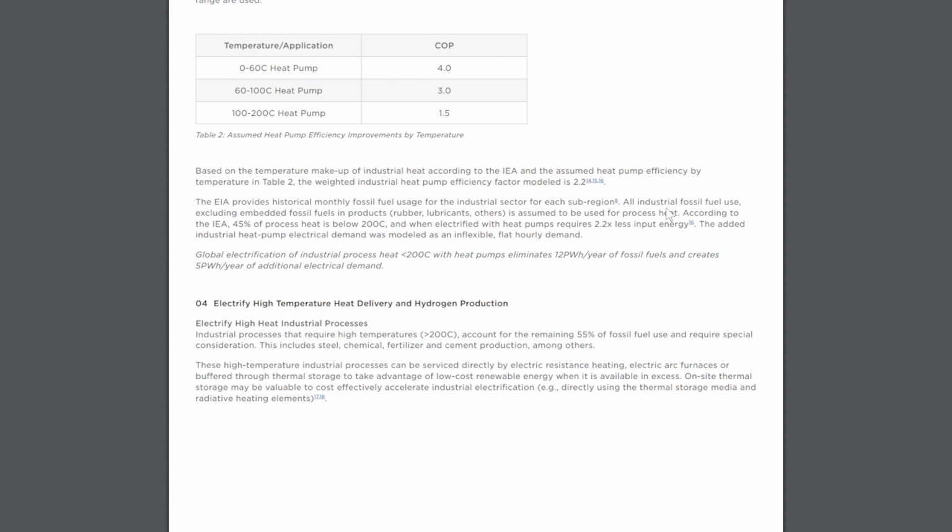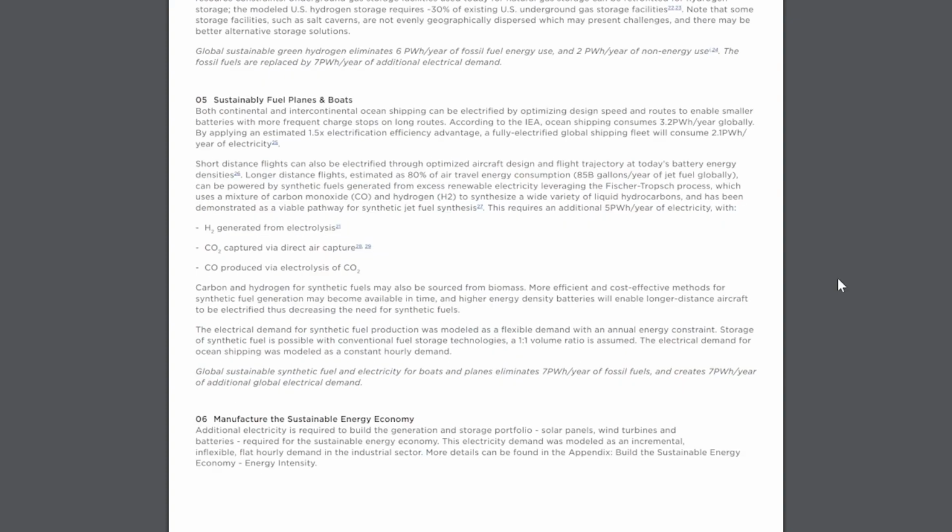So they give the examples here of industrial processes that require high temperatures, which includes steel, chemical, fertilizer, and cement production, among others. The 5th step, another one that'll probably be later on in the stages of making the switch to renewable energy economy, is planes and boats. So Tesla has also put that in their calculations, that eventually we could power planes and boats with some design changes, etc. It's also possible to power them. And then number 6 is manufacture the sustainable energy economy.